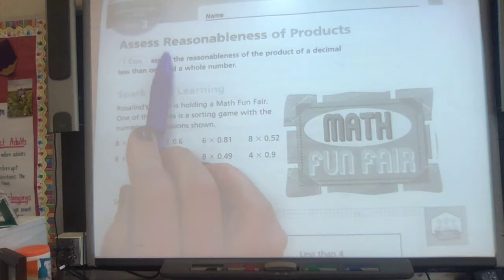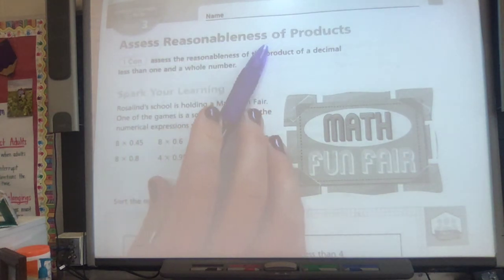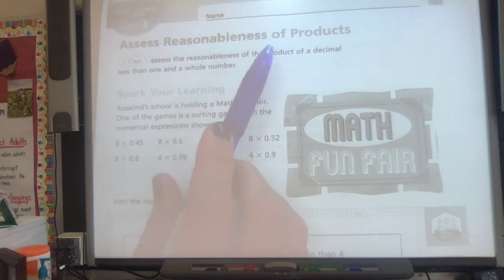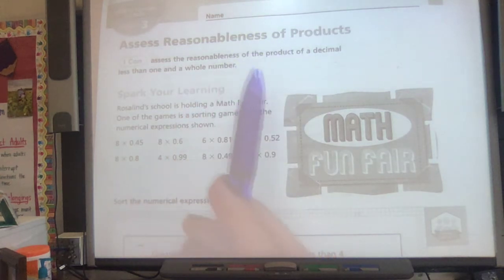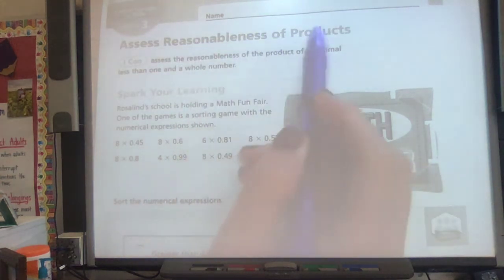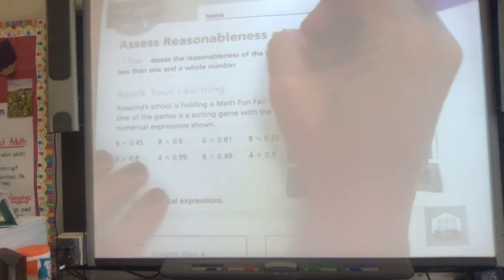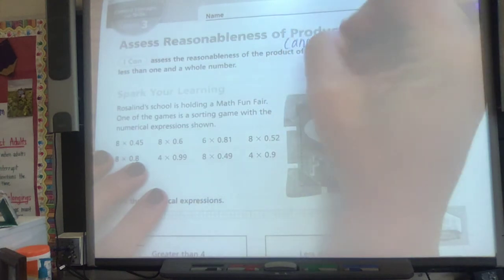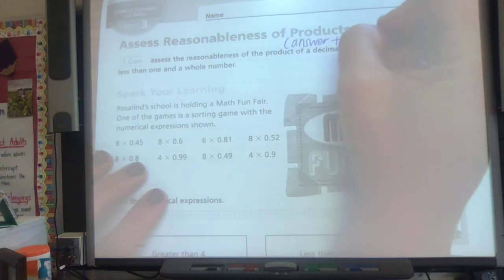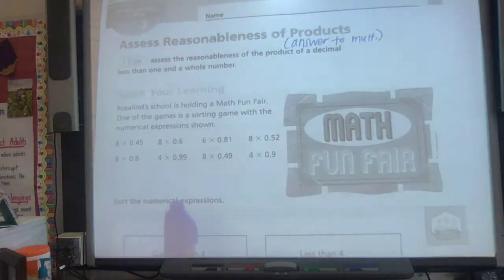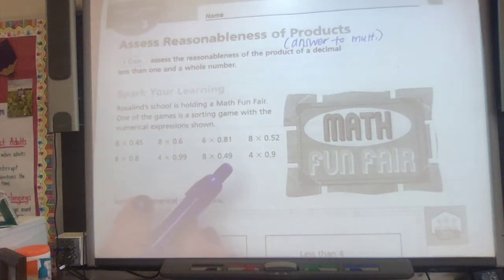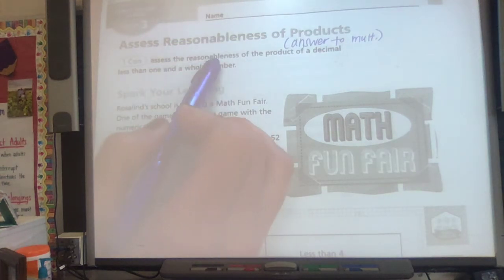We have talked a lot about reasonableness, meaning, does it make sense? Is this a reasonable answer? In this case, we're talking about your product, or your answer to a multiplication problem. Is it reasonable? Does it make sense?